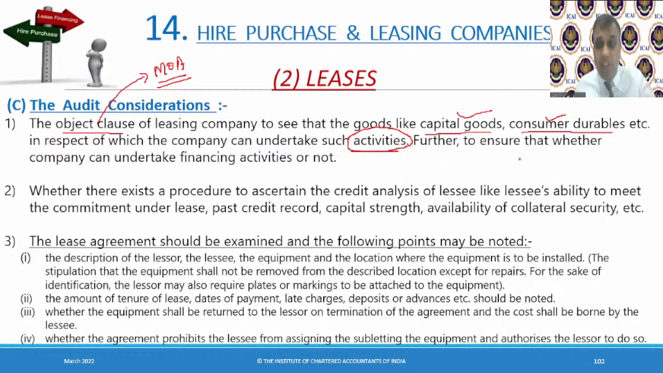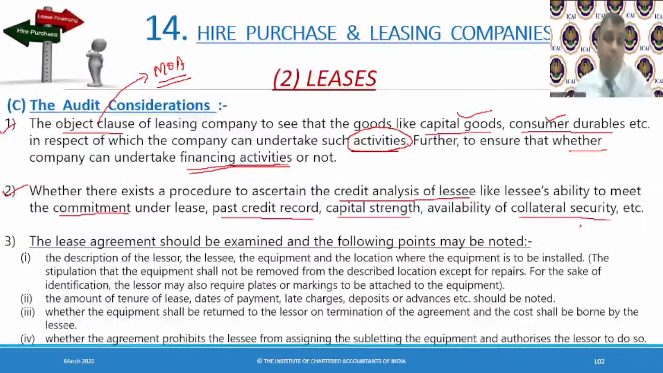And if it is a financial lease, it should be checked whether the company can undertake financing activities or not, giving the asset under a financing arrangement. Now, we have to check whether there exists a procedure to ascertain the credit analysis of the lessee. Will the lessee be able to meet the commitment under the lease and give us the rent? What is his past record in the industry, his credit record? What capital does he carry in his books of accounts? And whether he can give us some collateral security or not.